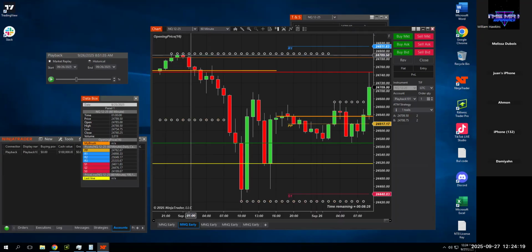So I'm gonna mark that one because the market hasn't been up there yet. And it's right next to a 4 hour level. So you got a 1 hour and a 4 hour right next to each other.